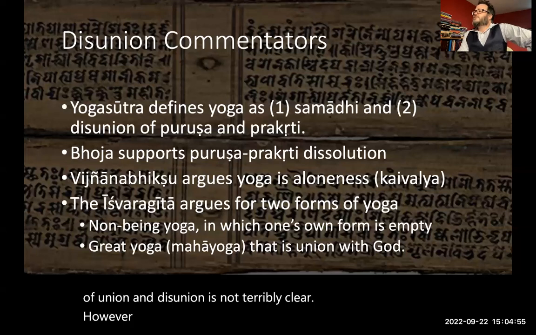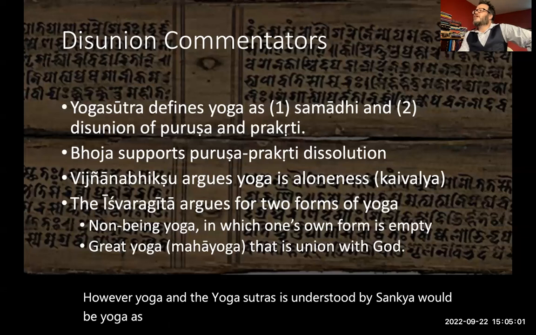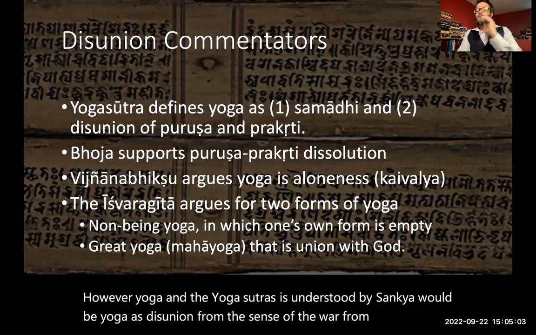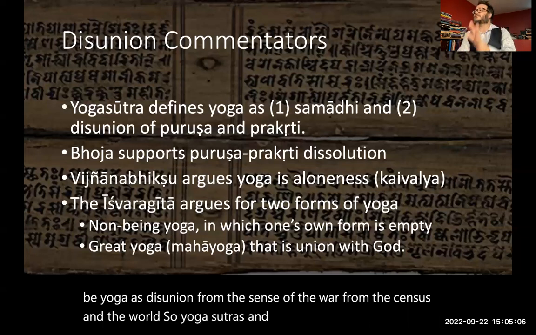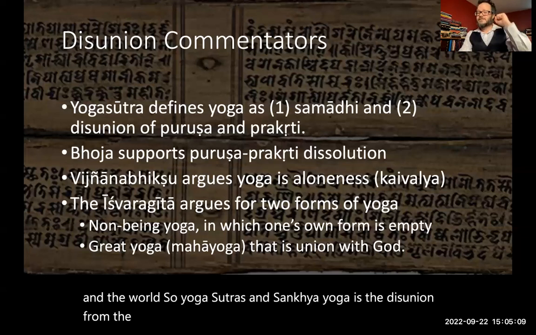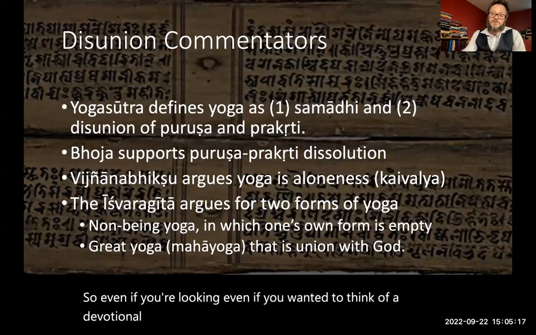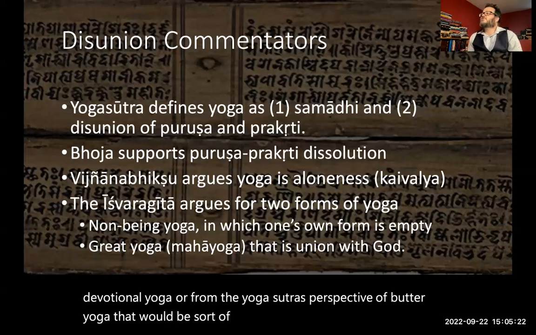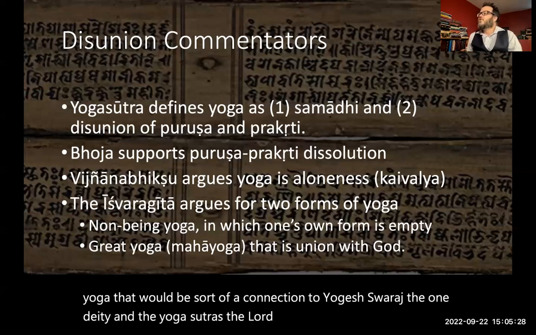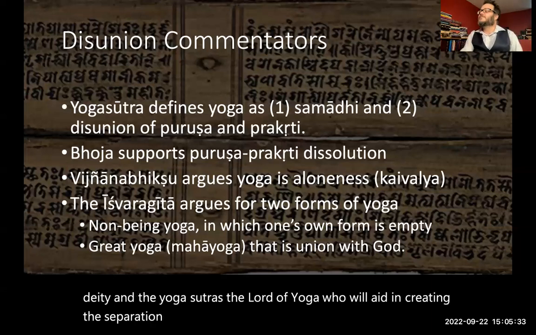However, yoga in the Yoga Sutras, and as understood by Sankhya, would be yoga as disunion from the senses and the world. So in the Yoga Sutras and Sankhya, yoga is the disunion from the sense objects, sensory perception powers, and the world. So even if you wanted to think of a devotional yoga, or from the Yoga Sutras perspective, a bhakti yoga, that would be a connection to Yogeshwara, the one deity in the Yoga Sutras, the Lord of Yoga, who will aid in creating the separation of Purusha and Prakriti.